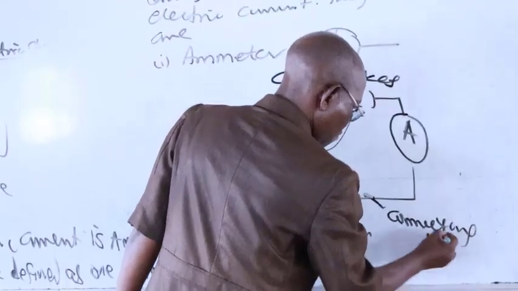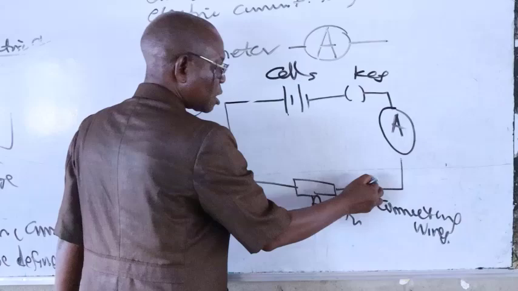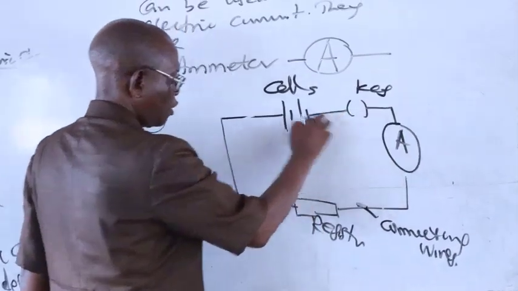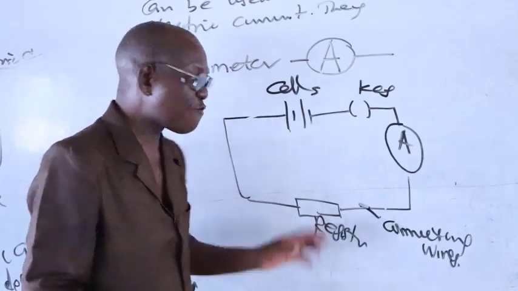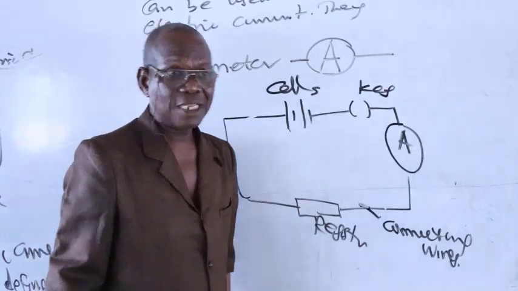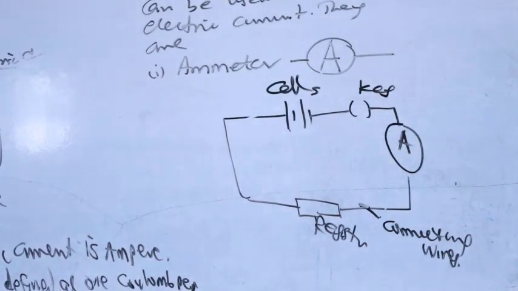Connecting wire. You can see 1, 2, 3, 4. There are 4 connecting wires connecting 4 components. Is that clear?